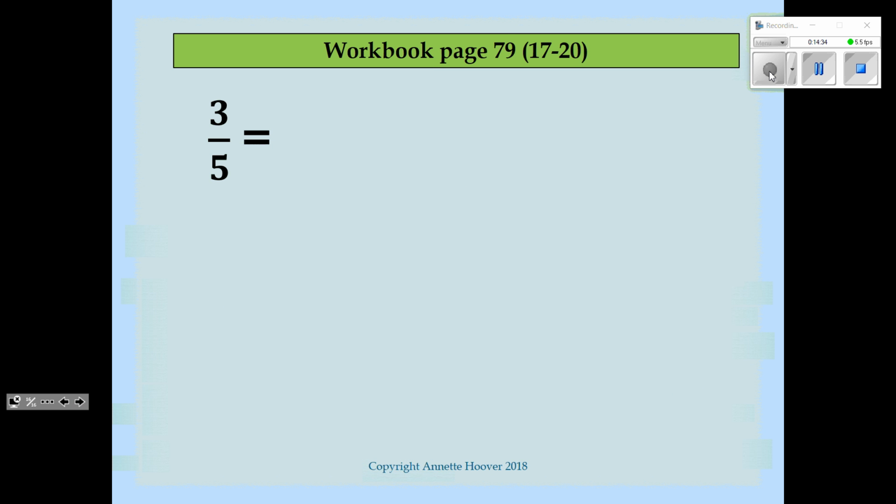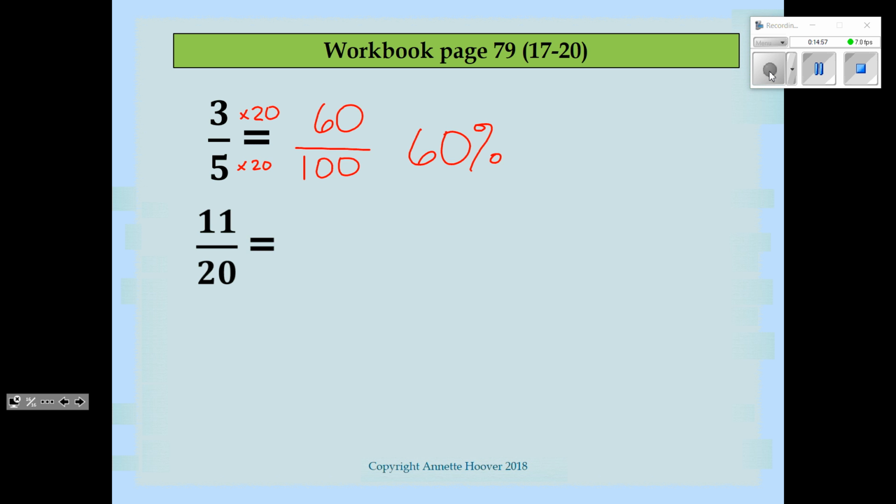If you're looking at your workbook page, this is number 17 through 20. So here we have 3/5. I know I have to have a denominator of 100. I know that I can multiply 5 times 20 to get 100, so I multiply the top times 20. 3 times 20 is 60. Once you have it over 100, that is your percent. So my answer is 60%.